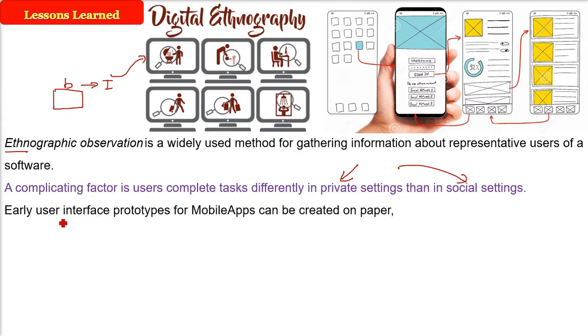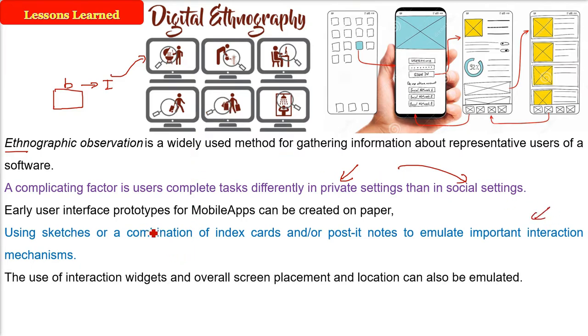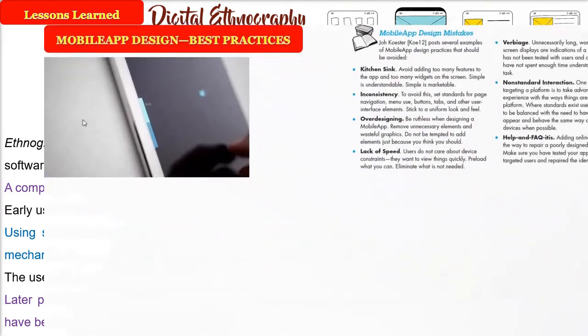So what you can do is make a prototype, maybe created on simple paper. Then you may use some sketches, or you can use index cards or some post-it notes. Because here you have to show the interaction, how the user is going to interact, and what kind of ethnicity, what kind of place you are interested in. And then the use of these interaction widgets. Widgets are all these different ways you interact. And the later prototypes can be run on actual targeted mobiles once the layout and placement issues have been resolved in the previous sketches.